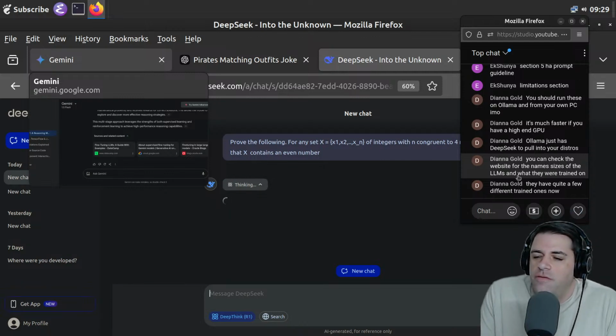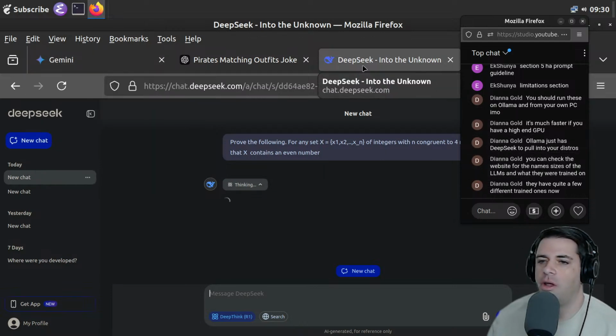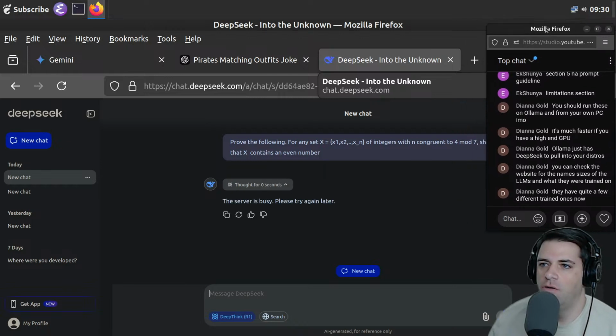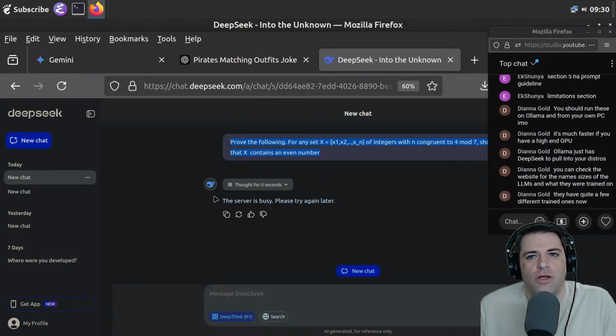Yeah, you can check their website for the sizes of the LLMs that they were trained on. Okay. I think Ollama is just running faster and more stably than what I was using before. I don't know if that's because Ollama is more efficient, or if it has to do with the format, or what. Okay, so Deepseek is having trouble, but I do need to go. So that's Deepseek round 2 for now.